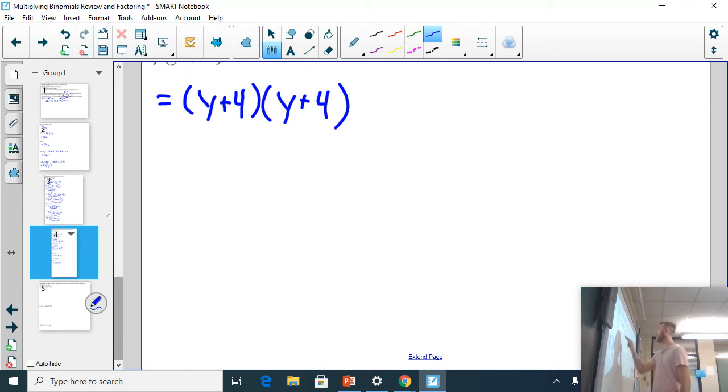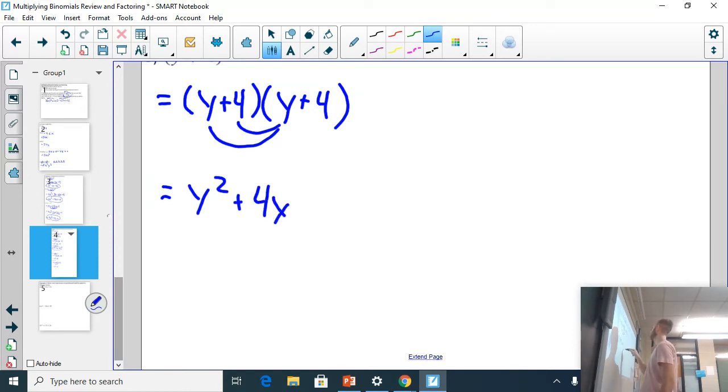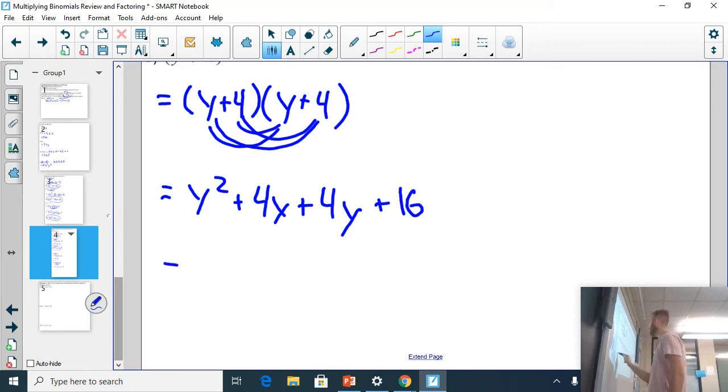And if we go out with that, y times y is going to be y squared. And then we're going to get 4 times y, which is 4y. And then we're going to get another 4 times y, which is 4y. And then 4 times 4, which is 16. And so the pattern here, once we combine like terms in the middle, 4y plus 4y is 8y.